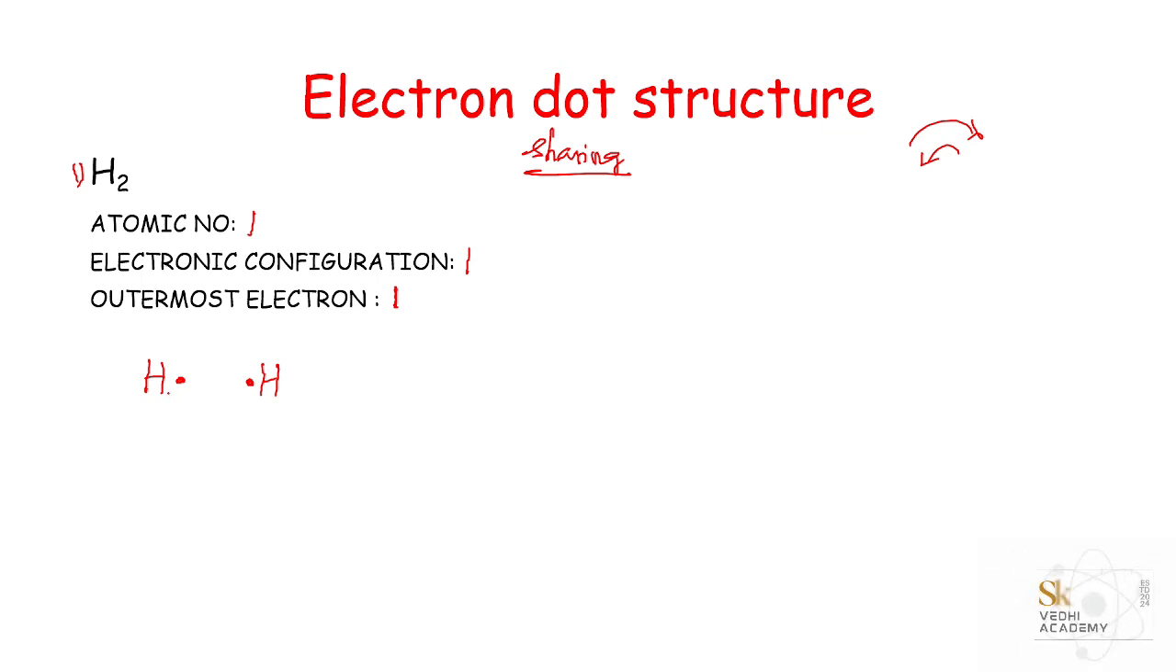As hydrogen has no capability of either donating or accepting, so they are going for mutual sharing. So let it be A hydrogen and this let it be B hydrogen. For A hydrogen to become stable, they will mutually share electrons with the neighbouring atom. This A hydrogen will donate 1 electron to B hydrogen and this B hydrogen will get 1 electron from A hydrogen.